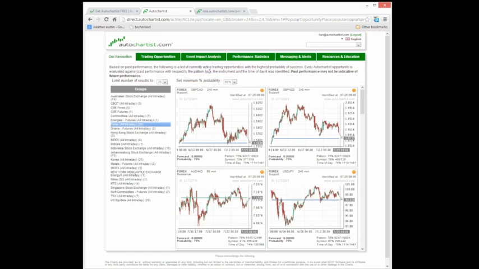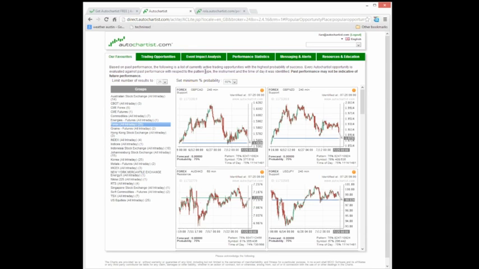If you want to find out whether your broker has Our Favorites enabled or not, you can do one of two things. Either you can log into the Autochartist application and see whether it's there, or you can drop us an email to support@autochartist.com, and we'll let you know if your broker has that feature enabled or not.